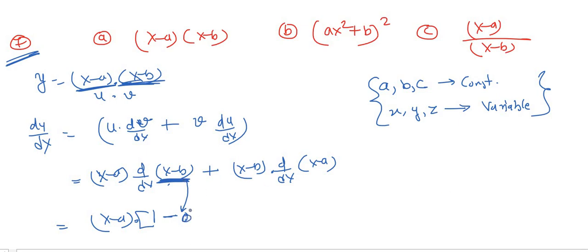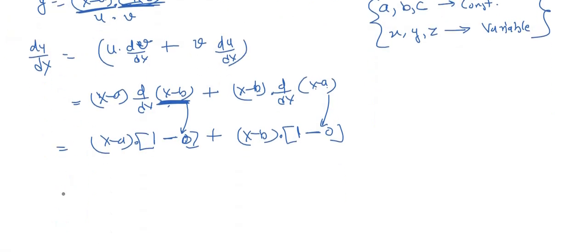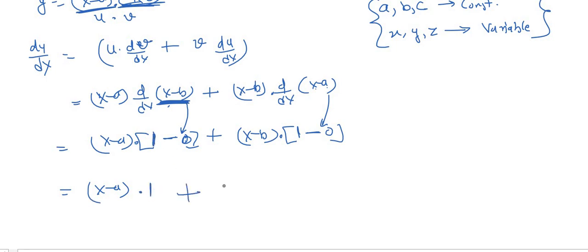So b is a constant. So derivative is 0 plus (x minus b) as it is. Derivative of x will be 1 minus derivative of a, which will be 0. Let's just simplify it a little bit. So it will be (x minus a) into 1, correct, plus (x minus b) into 1. So it will become x minus a plus x minus b, which is 2x minus a minus b. This is my answer.